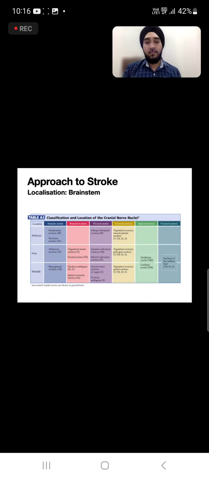And this is just a tabular version of the diagram that we saw in the last slide. So if you don't want to take the brain into account as a photo and make it a photographic memory, you can read the same thing via this table. But rather than learning it as 3, 4, 5, 6, 7, 9, 10, 11, 12, let's now try to memorize it by somatic motor, branchial motor, visceral motor, general sensory, special and visceral sensory.